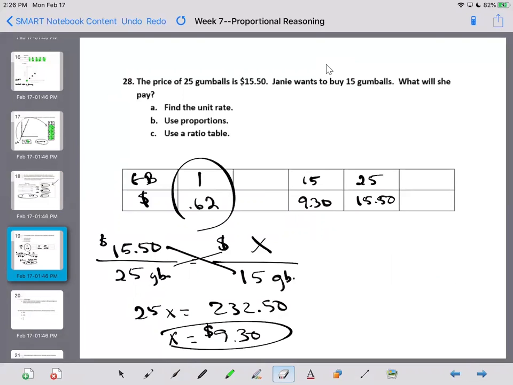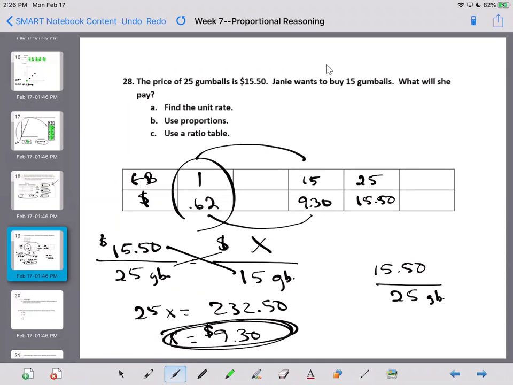So 15.50 divided by 25 gumballs, and that is about 62 cents, okay? So if I take 62 cents and multiply it by 15, I get the $9.30, which is what we found here. If I take the 62 cents and multiply it by the 25, notice I still get the 15.50.